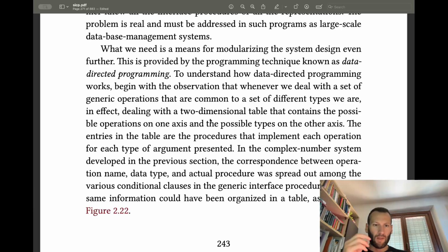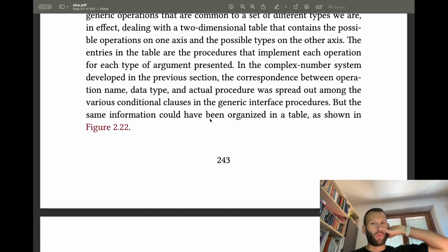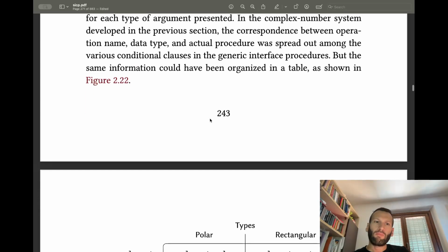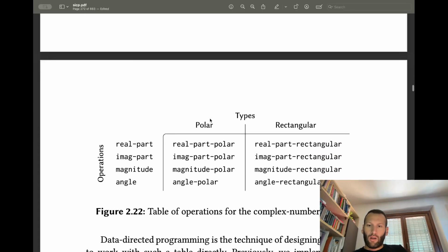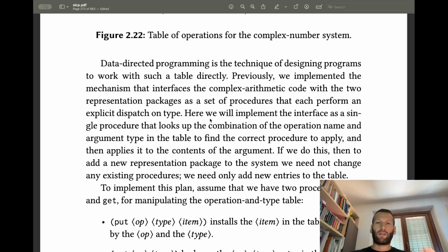In the complex number system developed in the previous section, the correspondence between operation name, data type, and actual procedure was spread out among the various conditional clauses in the generic interface procedures. But the same information could have been organized in a table as shown in figure 2.22. Okay, data-directed programming is the technique of designing programs to work with such a table directly. Previously, we implemented the mechanism that interfaces the complex arithmetic code with the two representation packages as a set of procedures that each perform an explicit dispatch on type.